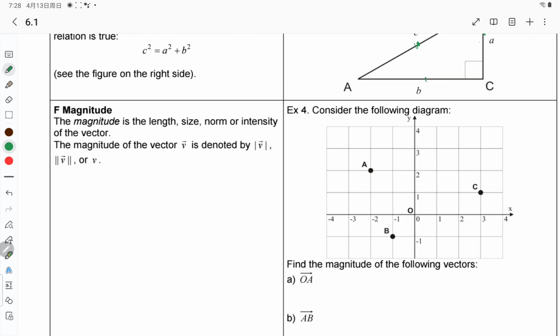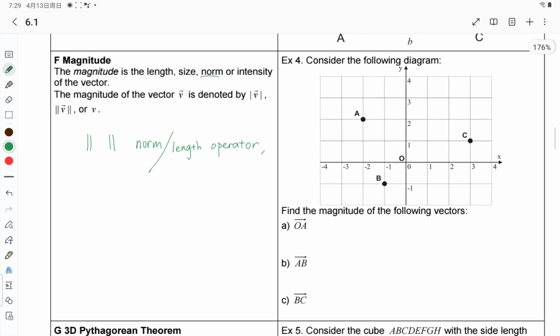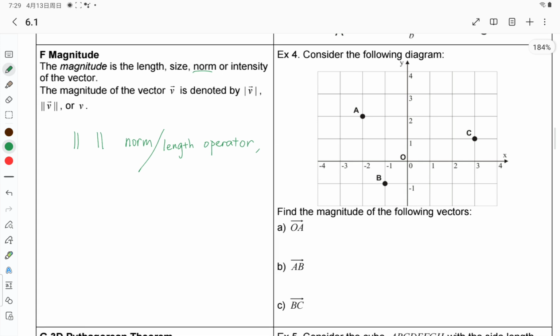A magnitude is the length, size, norm, or intensity of the vector. Magnitude is this; it's just the norm. So this is a norm operator, the norm or length operator. Remember when we were in class, we did something together, calculating a length together, right?